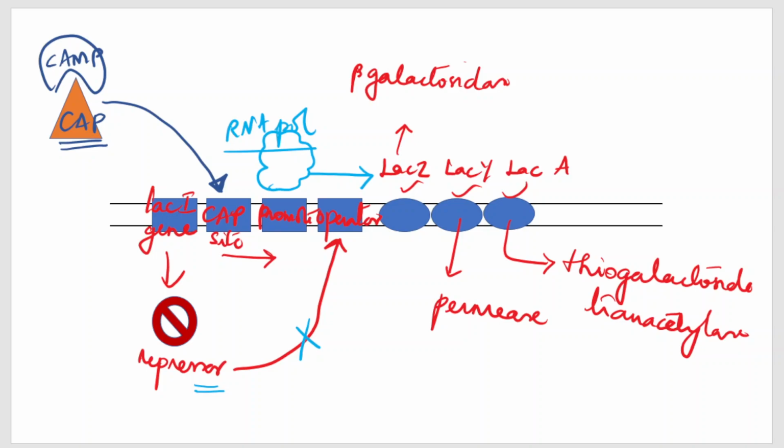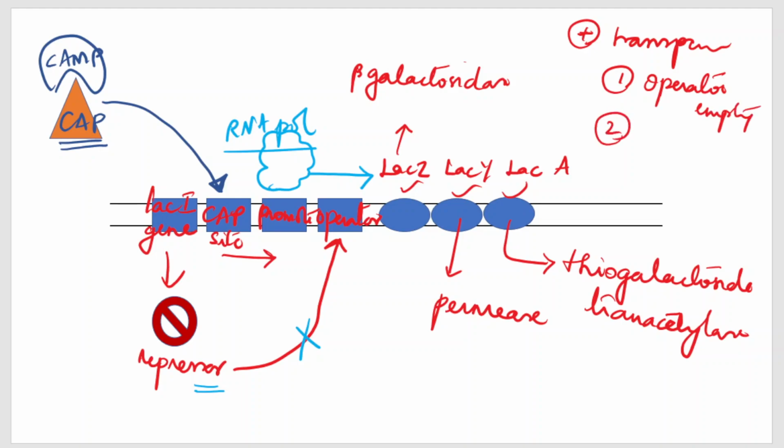So what are the factors that favor transcription, or which favor the operon to operate? The first one is that the operator site should be empty. And the second one is that the CAP site should be bound with CAP protein plus cyclic AMP. Yes, so this will enhance the RNA polymerase to initiate transcription.